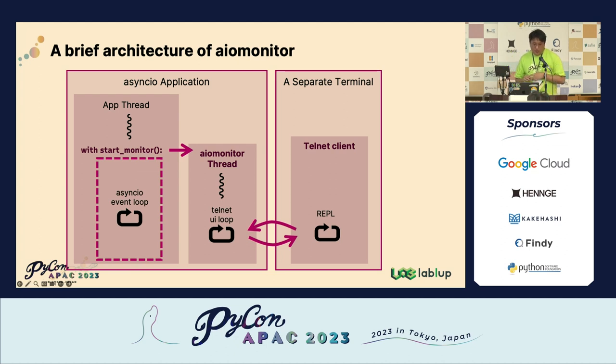When you introduce AI monitor to your existing asyncio applications, you first need to wrap your main event loop function with the start monitor context manager. Then it extends existing event loop methods, like creating new tasks and customizing task factories, to transparently insert extended task objects and classes to enable several types of tracing. It also spawns a separate AI monitor thread that provides visibility of such information to the developers or operators with telnet commands.